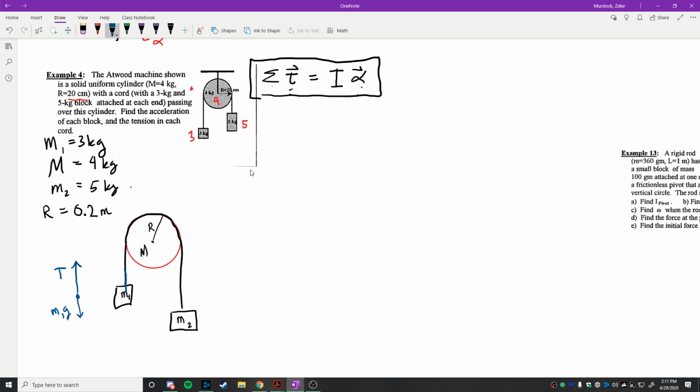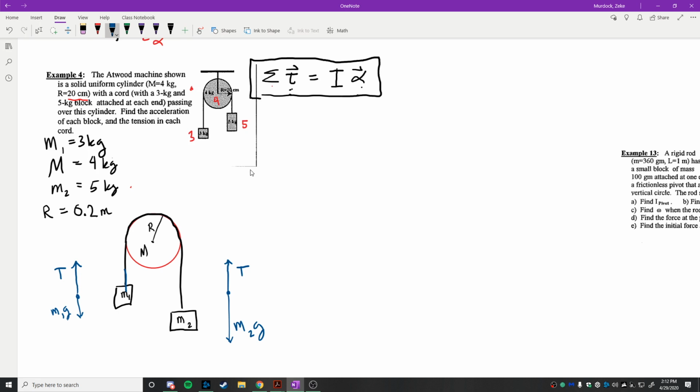Over here, M2 is going to have a weight going down this way, and it's going to have a tension that goes up this way. I have to ask you guys, do you think that tension is going to be the same as the other tension? What do you guys think?